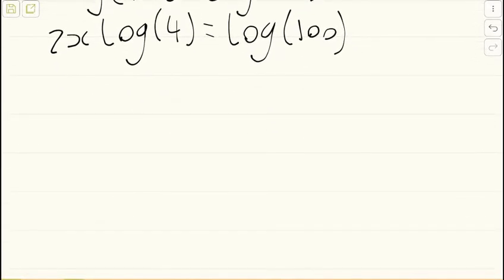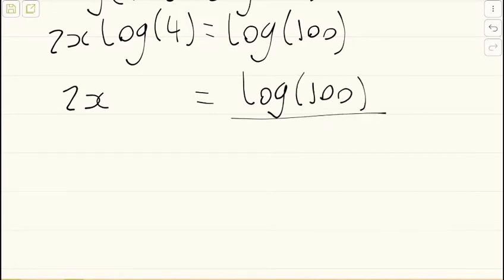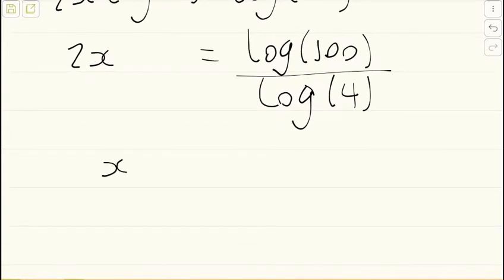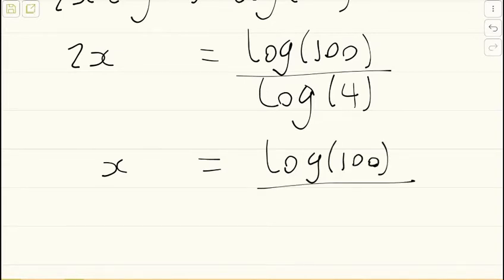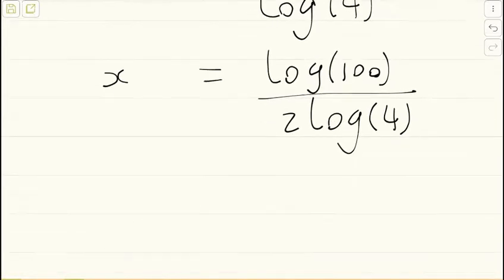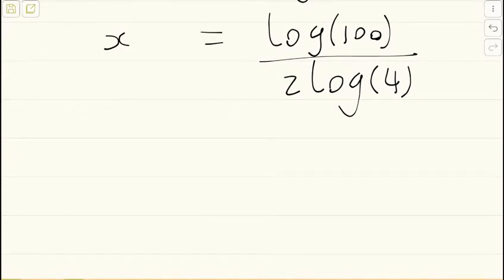And then, by dividing by log 4, I get 2x is equal to log of 100 divided by log of 4. And then, just dividing further by 2, I get x equals log 100 over, the 2 can also go in the denominator, 2 log 4. I'm just going to quickly type that into my calculator.